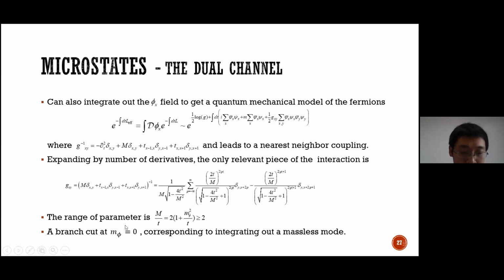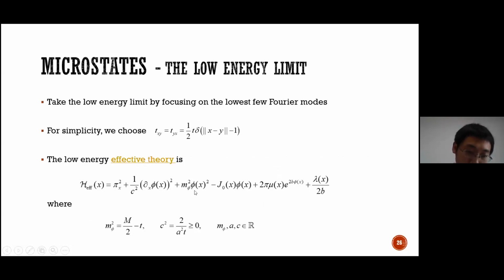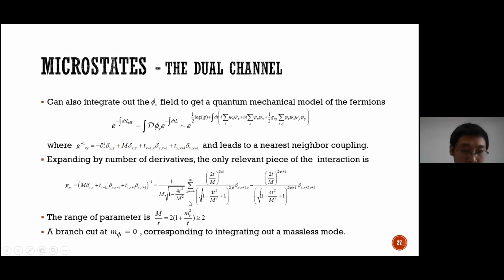But this is precisely when the effective mass of the phi field goes to 0. So the pole here, or the branch cut here, is really what we would expect, because this is simply because we are integrating out a massless field at this point. So we are doomed to have a divergence in the coupling. So this just gives you a consistency check, but it also tells you that there's a dual description of the theory in terms of a quantum mechanical model with a quartic coupling. It's not precisely SYK, but it's similar.